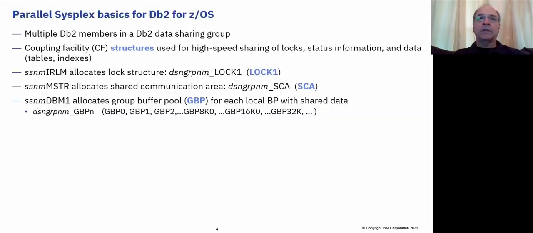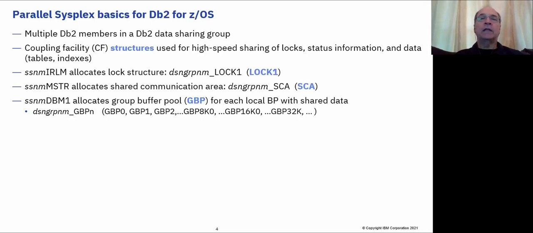Briefly, parallel sysplex basics. There are multiple DB2 members in a data sharing group. So what we normally think of as a DB2 subsystem, we will call a member if it's part of a data sharing group. DB2 will use coupling facility structures for high-speed sharing of information about locks, various status conditions, and data, the data itself, that is tables and indexes that DB2 uses.